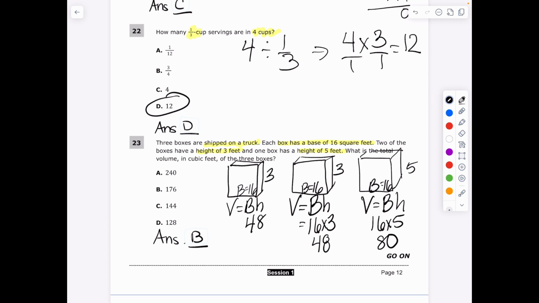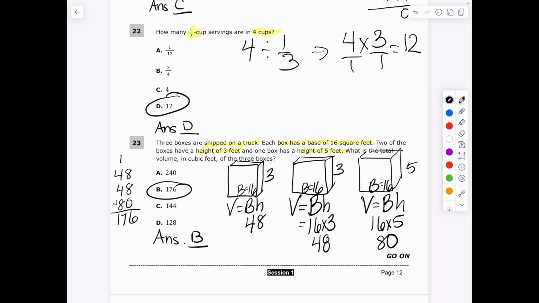All right, so now I just have to add all of those up together. 48 plus 48 plus 80. I don't want to do that in my head. 48 plus 48 plus 80. 8 plus 8 is 16. Then 16 plus 1 is 176, or B.